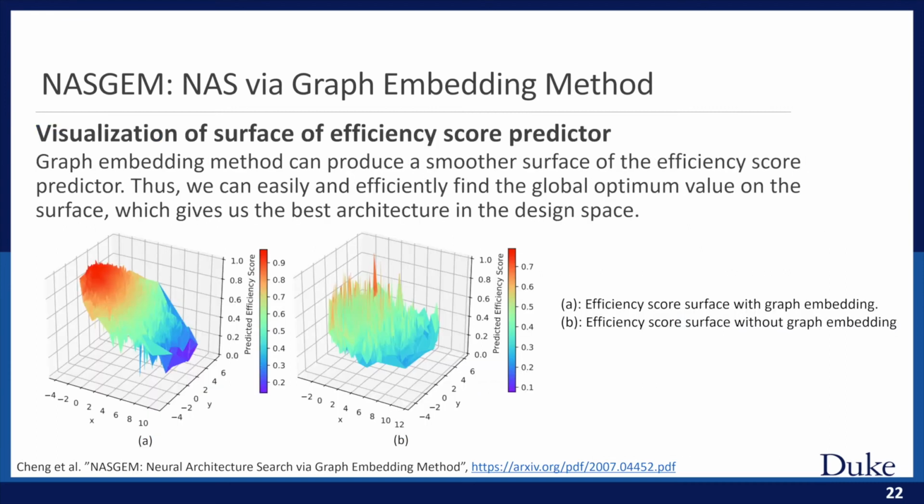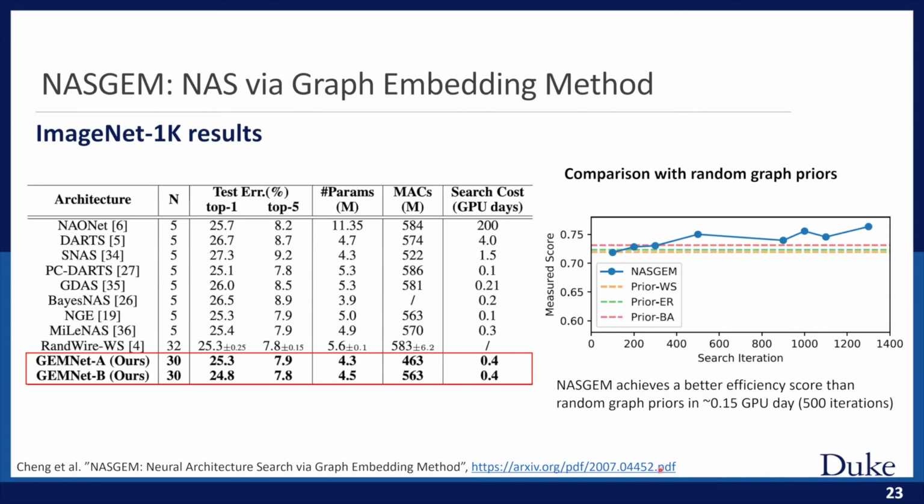So I will just quickly go through the results on this page, and we give them visualization and show the graph embedding methodology. The left one shows that with graph embeddings, it can result in a much smoother surface of the efficiency score predictor compared to the counterparts without graph embedding. And obviously a smoother surface indicates that it is easier to find the best architecture in the design space, okay? And here is the result.